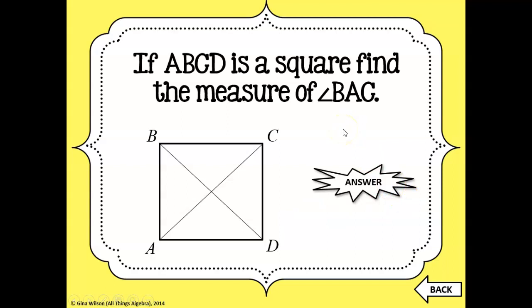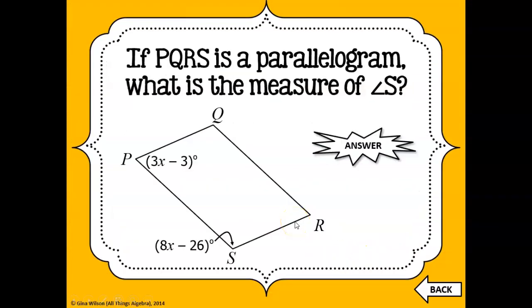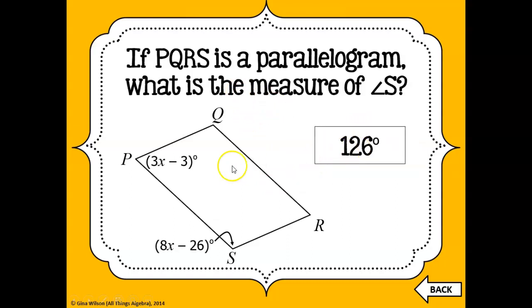Answer coming in 3, 2, 1. And the answer is 45. BAC is 45 degrees right there. Always in a square, right? It's half of 90. Here you go. Good parallelogram. Find S. And the answer is 126. These two add up to 180. Find your x, and then you plug it back into the S equation.